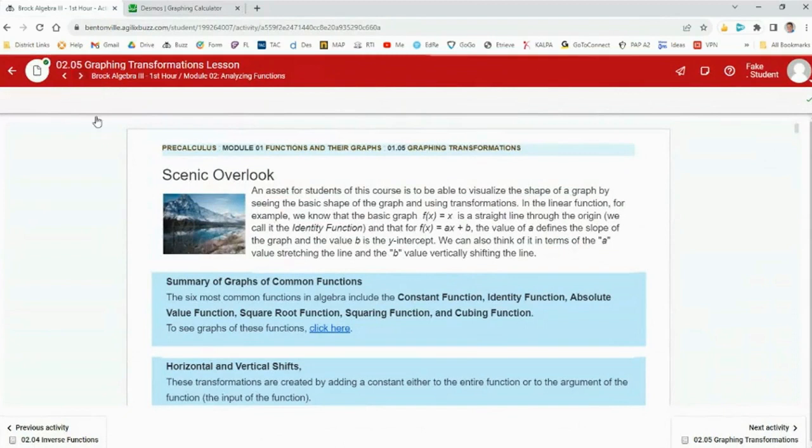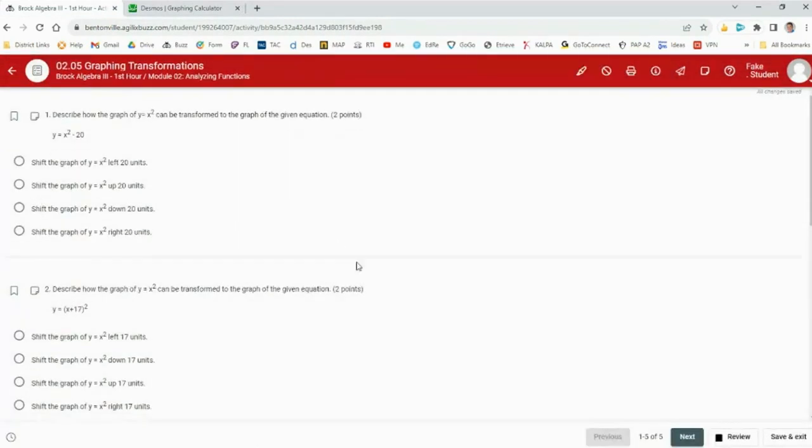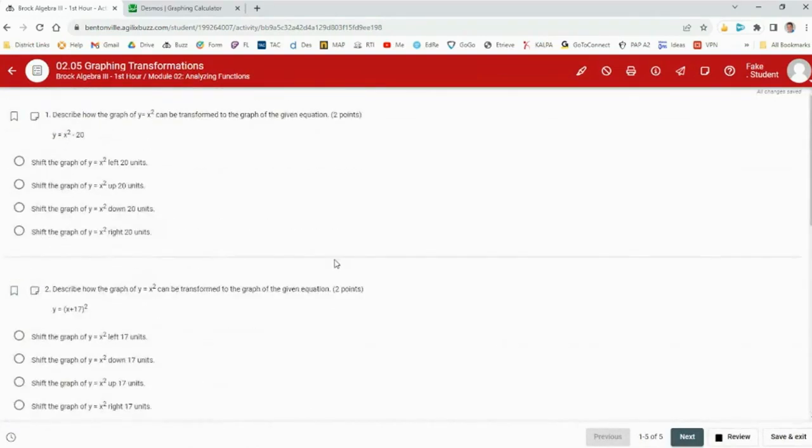Let's look at the assignment that goes with this one. I expect there may be a few graphs on it. No graphs. You have to actually visualize it or put it on Desmos. Describe how the graph of y equals x squared can be transformed to this graph.